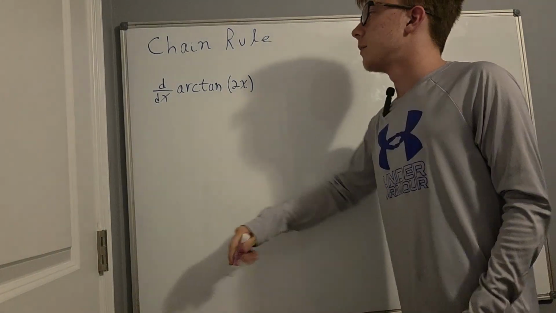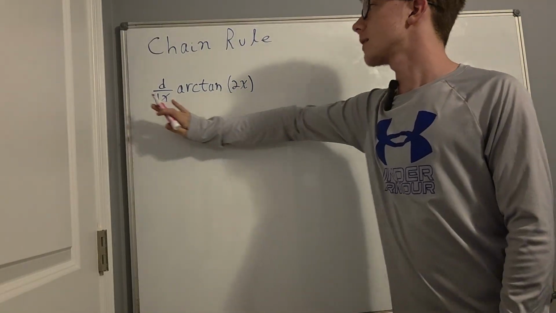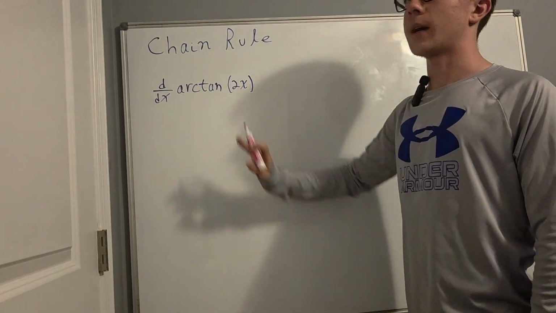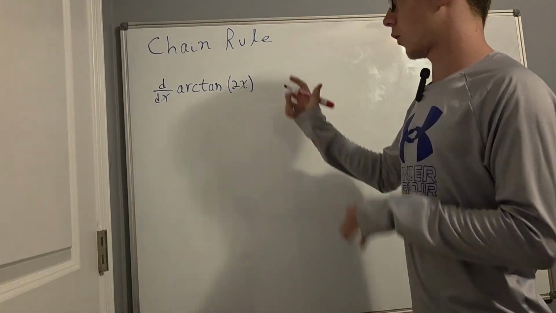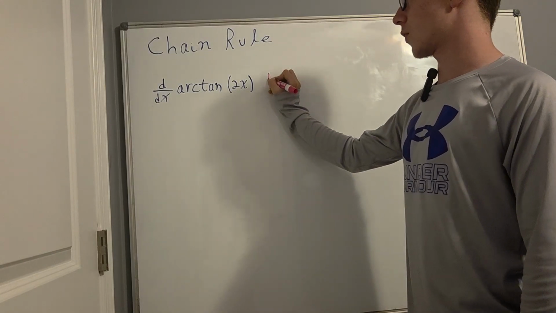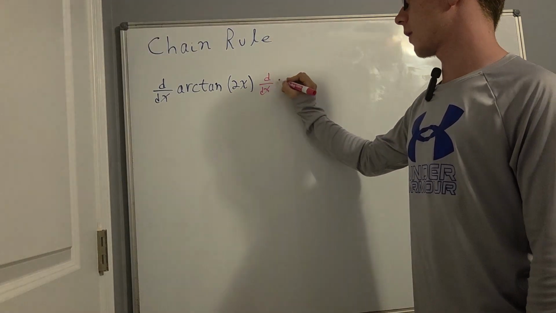For this example, I'm using inverse trig. So we're looking at the derivative of the arctangent of 2x. Now just for a little bit of a reminder, because the inverse trig are the hardest to remember by far.